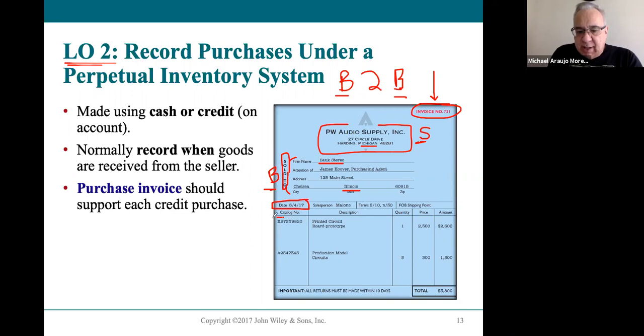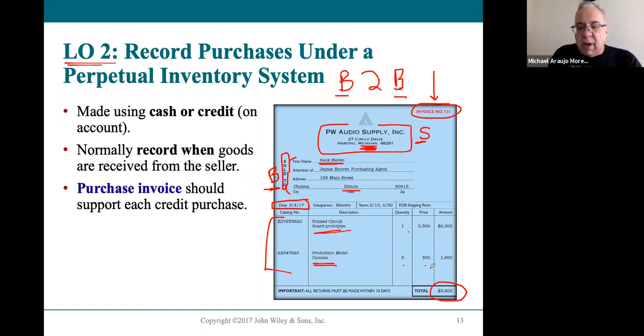Another thing that's really important to understand is that they sold inventory. So this business, PW Audio, owns this inventory, but they just sold it to Sock Stereo. Okay, what did they sell to Sock Stereo? They sold a circuit board, one circuit board for $2,300, it looks like. And it looks like they sold 5 circuits, $300 a piece, $1,500. So they just sold $3,800 worth of their inventory. Again, PW Audio owns it. They're selling it to Sock Stereo.